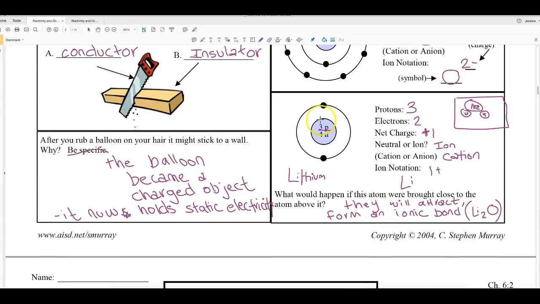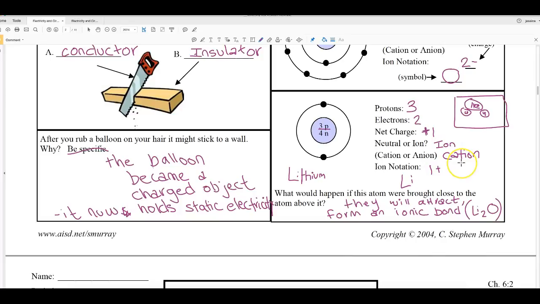So down here we have protons, number 3. That means it's lithium. You have to go to the periodic table to look it up for number 3, which also identifies the number of protons and the number of electrons it normally has. This one says it only has 2. That means it lost 1. So it has a net charge of +1 because it has 1 more proton than electron. So we call it an ion because it's positive. It's a cation specifically. And so the ion notation would be Li1+.